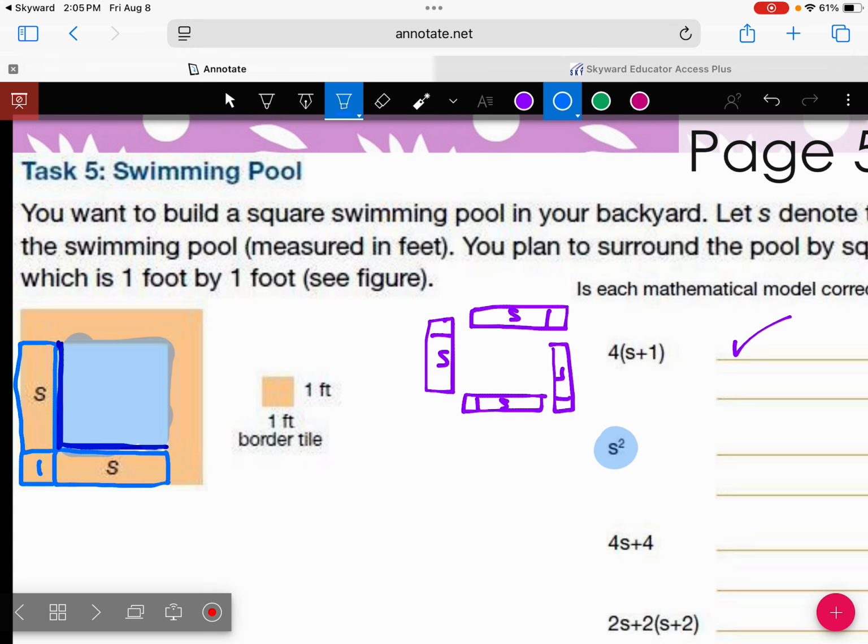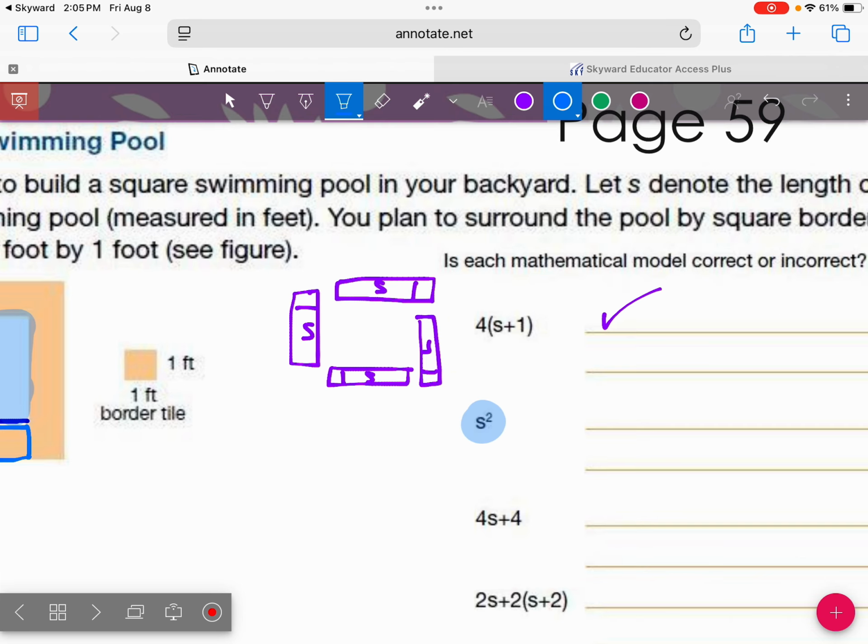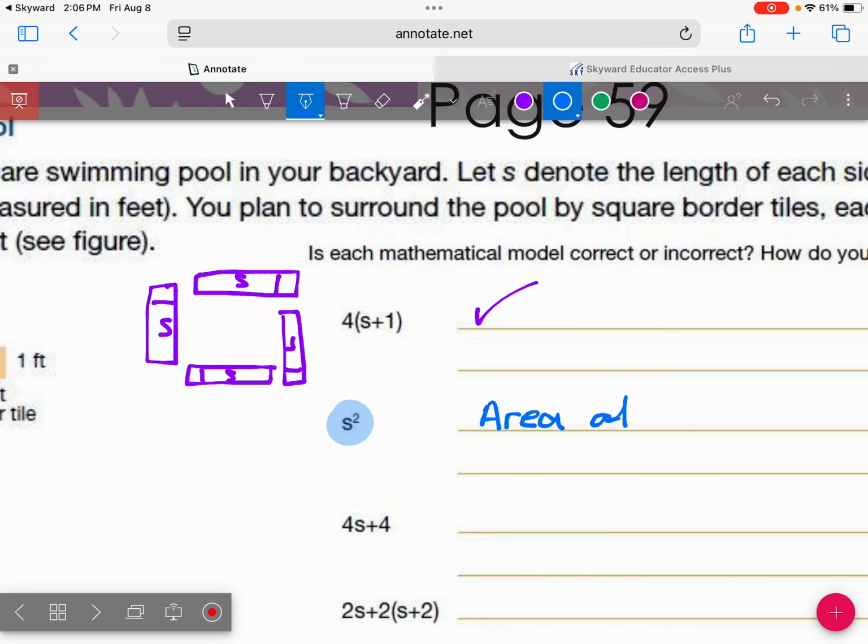This would be if I wanted to cover a lid for my pool. That would be how big I needed for the lid on my pool, or floor. So this is the area of the pool, not the border. That is straight up the blue part. This piece is S times S.